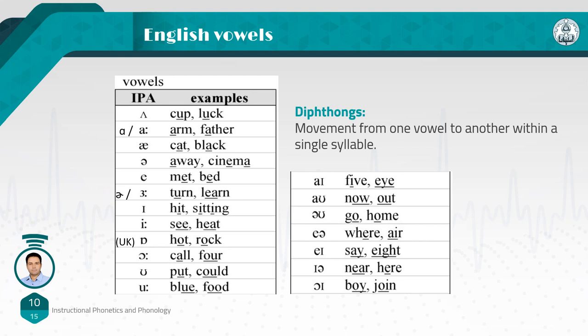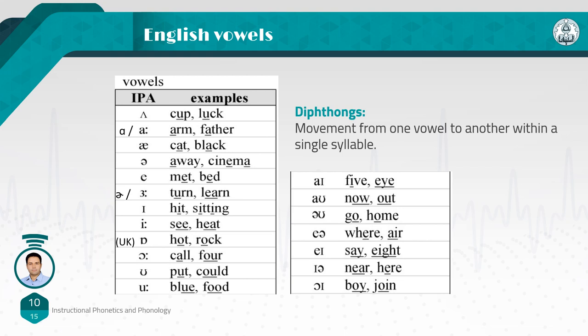This is called diphthong. Now, from the top, on the left side, look at the symbols, something like hashed in Farsi or upside down V in English. It is A sound, as in cup or luck. We also call it wedge. This symbol is called wedge. Next is A or long A, as in arm. If it is long, in some books they show it with a colon after it. The colon shows that it is a long vowel, as in arm.